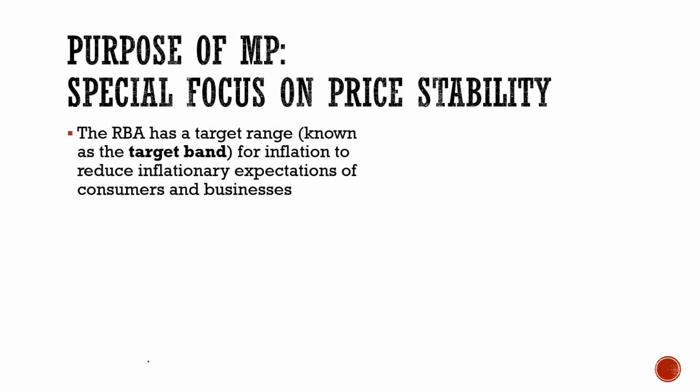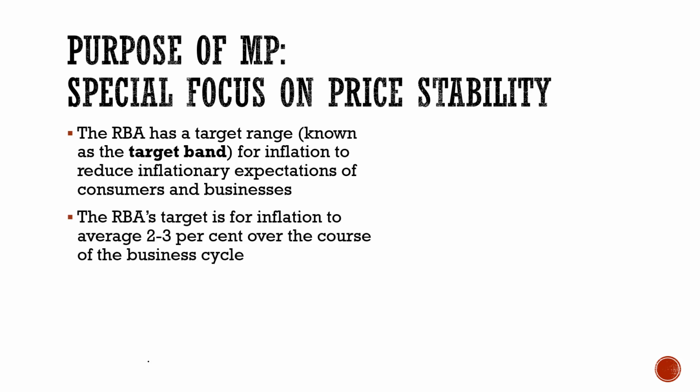What I want to do in this last part of the video is focus a little bit more on price stability, because it really is probably the most important part of monetary policy. The idea here is that the RBA has a target range, and us economists call it the target band for inflation. This is its goal for inflation. If the RBA has a goal, then consumers and businesses know that inflation is going to sit at this level and they should always expect that. So the RBA's target is for inflation to average 2 to 3% over the course of the business cycle.